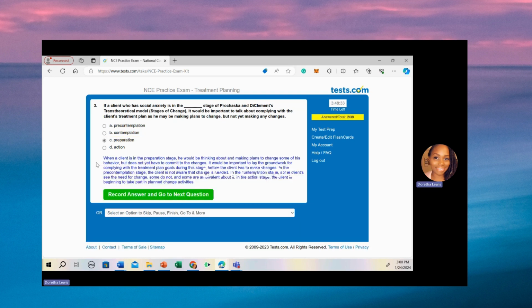So we're gonna go with C. When a client is in the preparation stage, he would be thinking about and making plans to change some of his behavior, but does not yet have to commit to these changes. It would be important to lay the groundwork for complying with the treatment plan goals during this stage, before the client has to make changes. In the pre-contemplation stage, the client is not aware that the change is needed. In the contemplation stage, some clients begin to take part in planned change activities.